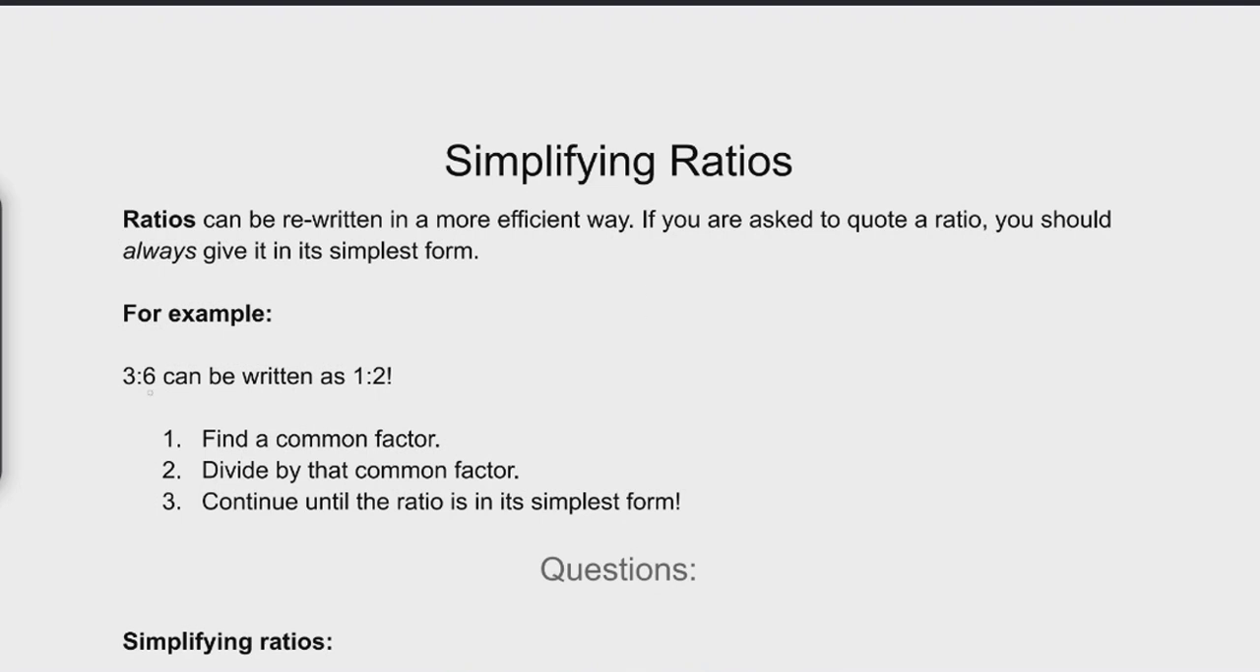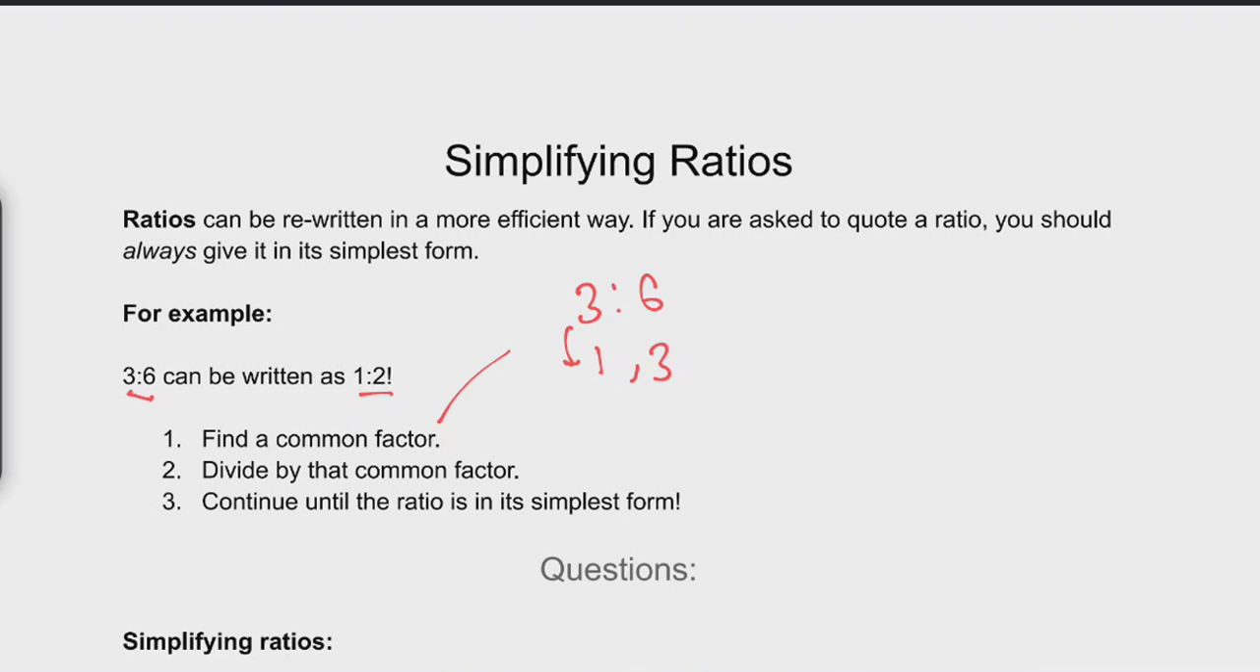Say we have a ratio 3 to 6. Well, that can also be written as 1 to 2. How did we get there? The first thing that we did was we found a common factor between 3 and 6. What are the common factors of 3 and 6? Well, there's 1. There's also 3. Both of these numbers go into both 3 and 6 together.